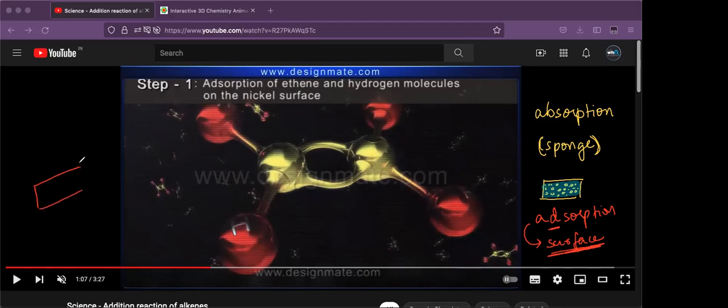Let's say this is the metal surface. So in adsorption, the whole thing is unchanged. Adsorption takes place only on the surface of the metal. So absorption happens throughout, like a sponge absorbing water, but adsorption happens only on the surface.